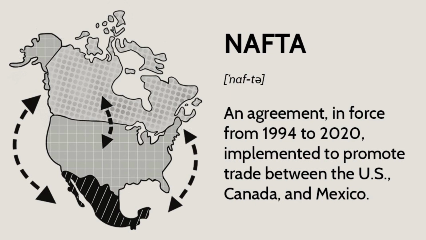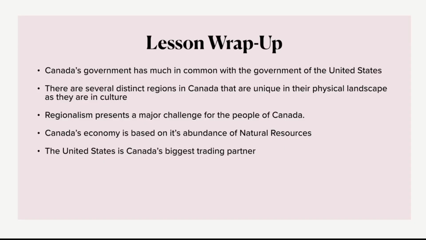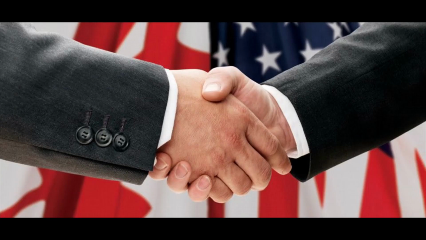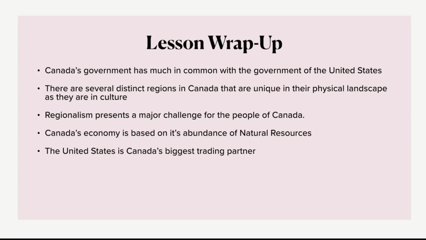So what we learned in this lesson is that Canada has several distinct regions that are separated by both geography and culture. The United States and Canada are great trading partners that share a common history, border, and language. And regionalism presents a major challenge for the Canadian people.